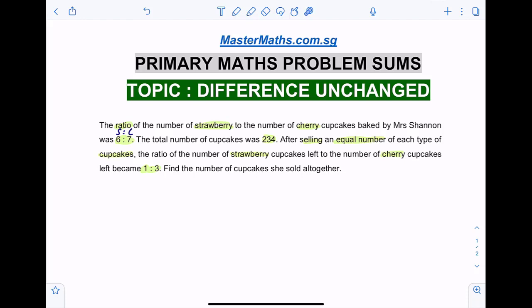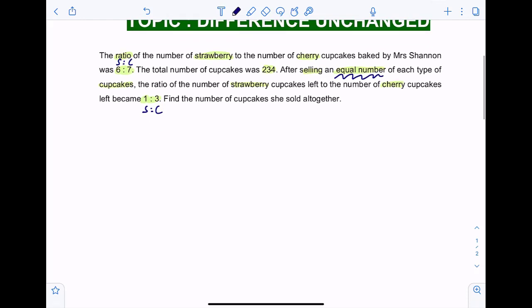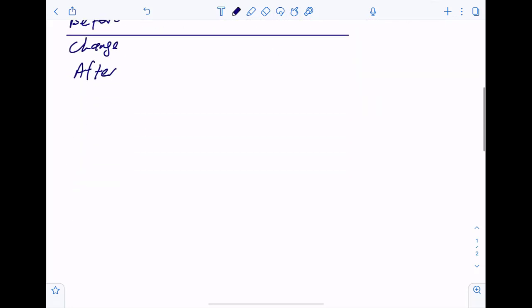Now, the very important key word in this question is over here. After selling an equal number of each type, which means the difference between the two types must remain the same. So we can solve this by using the BCA table: before, change, and after. Some students prefer to use the ratio method. That's totally fine. Later we will go through a ratio method as well.